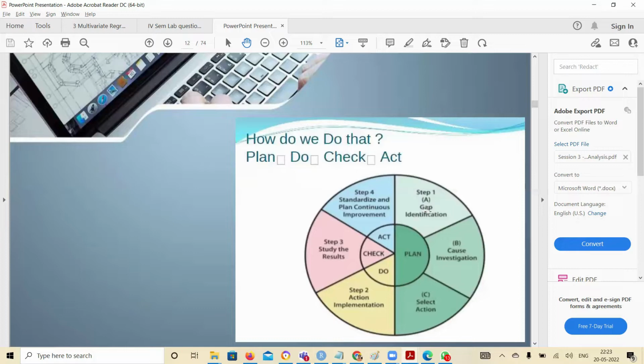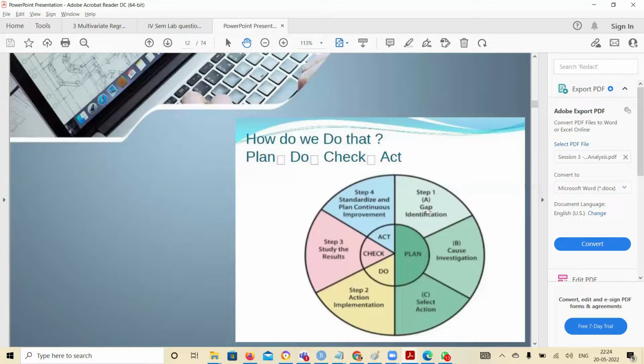Then you study the results. When you implement it, you have planned it in Plan C, then you implement it and read the result. Is it what you expected? If the answer is yes, then continue doing it, making sure that things do not slip and the quality doesn't go down. That's what we do in the last step, which is act, to make sure that you are continuously getting the benefit out of it.